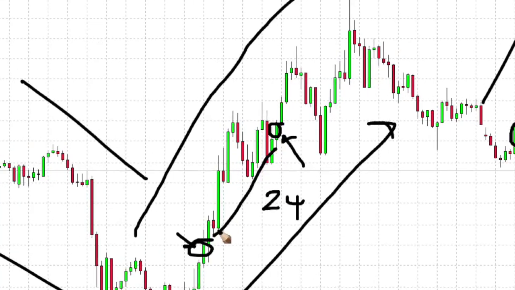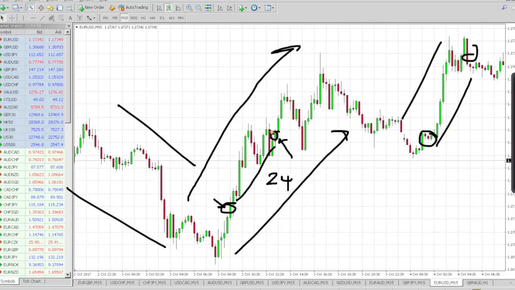So how long did this trade take? One candle is 15 minutes, so 4 candles is 1 hour. So 1, 2, 3, 4, that's 1 hour. 1, 2, 3, 4, 2 hours. 1, 2, 3, half an hour. So this trade lasts for about 2.5 hours. That's it, and I'm out of the trade. So this is day trading.